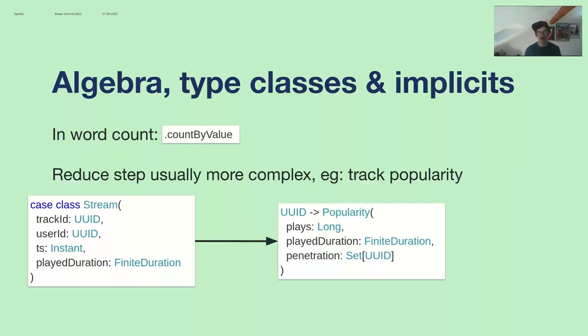We would compute the track popularity like this with three different metrics. First is the number of plays, so simply how many times this track has been listened to. The second one would be the listening time, actually the play duration. If you think about classical music, the tracks are very long, and it would be unfair to compute popularity by number of plays if users listen to it for hours. And then we can consider popularity by penetration, so how many distinct users listened to this track. Here we can define penetration with a set of user IDs.